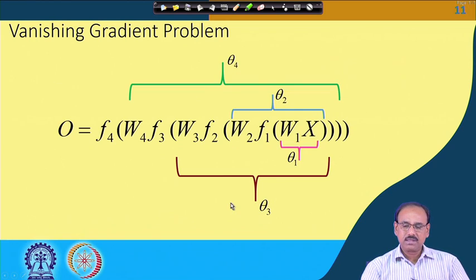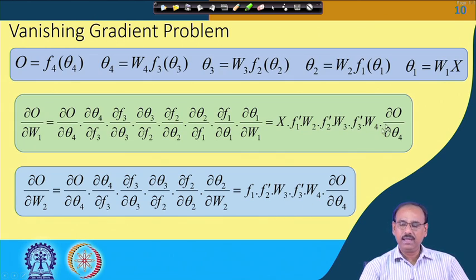So for mathematical convenience, I put it this way. W1 into x, I put it as argument theta 1. W2 into F1 of W1 into x, I put it as argument theta 2. Then W3 into F2 of theta 2, I put it as argument theta 3, and then W4 into F3 of theta 3, I put it as argument theta 4. This is simply for mathematical convenience, and accordingly the definitions of these theta arguments and the output will be like this. Now my output O becomes F4 of theta 4.